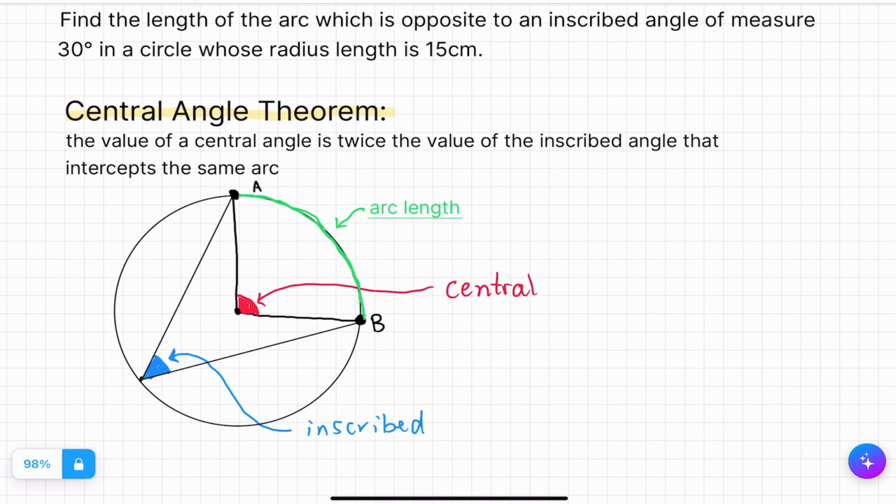What the central angle theorem tells us is that when we have an inscribed angle, our blue angle, that makes this arc length in green, and we have a central angle that also makes the same arc length in green, we know that the central angle will be equal to 2 times the inscribed angle. And we can use that information to solve our problem.